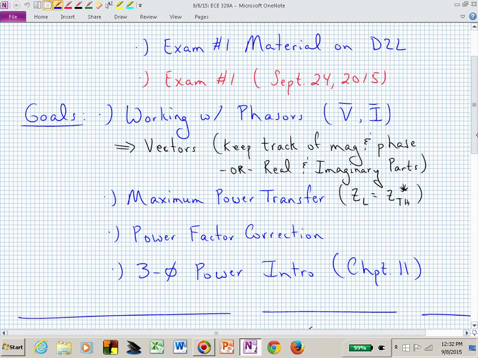Hopefully that's clear. Today what I want to do is just make sure that we're all on the same page when we are doing KVL and KCL with phasors. Now it's not just adding numbers and subtracting numbers. We actually have to add and subtract complex quantities or these phasors. We have to worry about the magnitudes and the angles or the real and imaginary parts of these quantities.